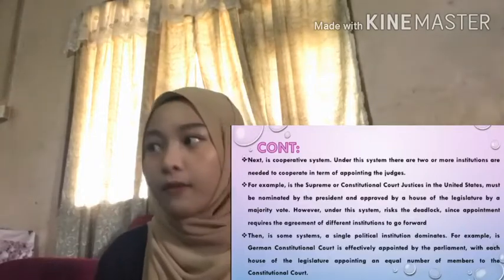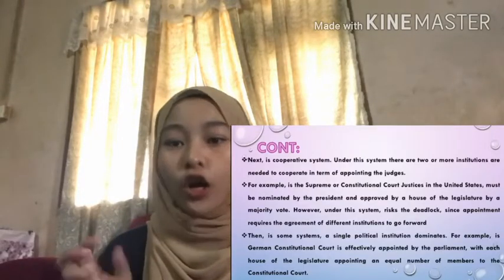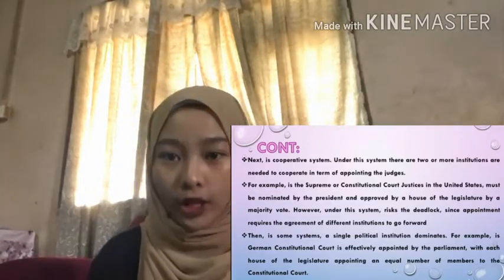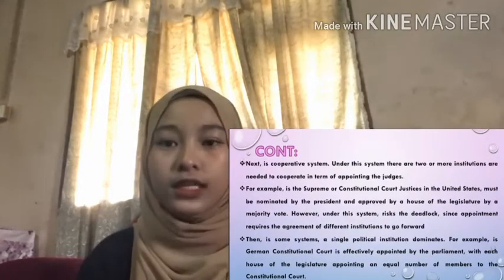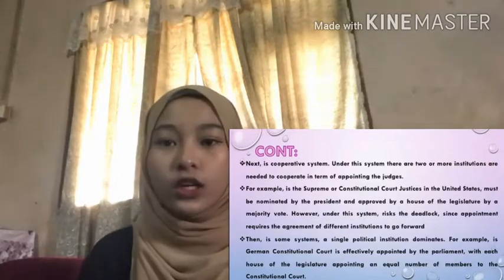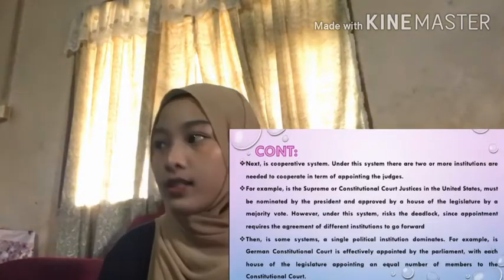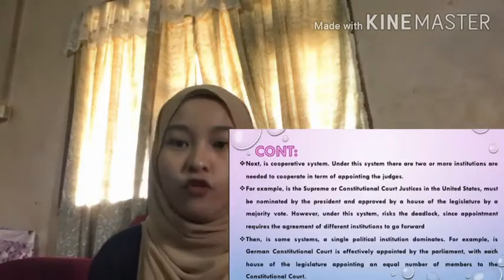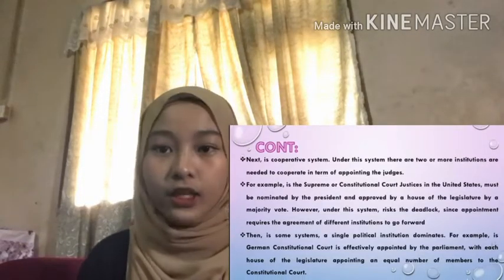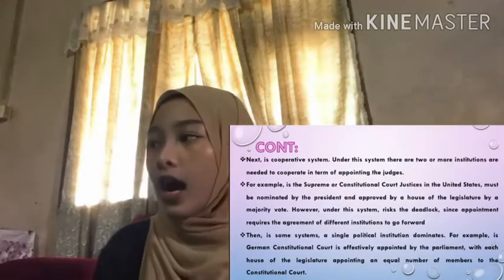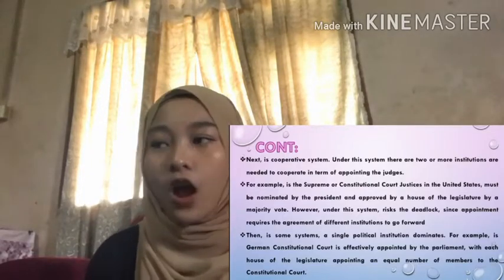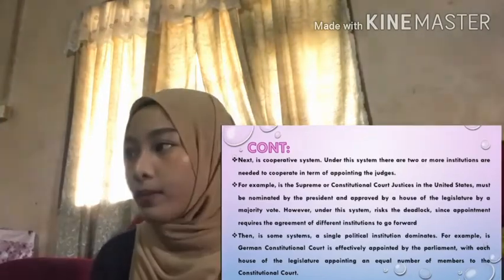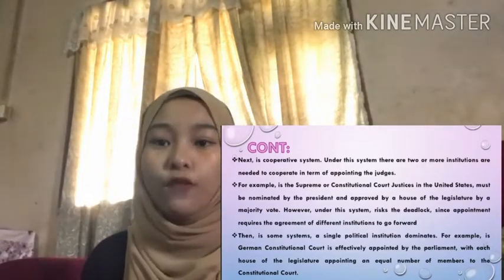Under this system, there are two or more institutions needed to cooperate in terms of appointing the judge. For example, the Supreme or Constitutional Court Justice in the United States must be nominated by the President and approved by a House of the Legislature by a majority vote. However, under this system, deadlock can be raised, since appointment requires the agreement of a different institution to go forward.